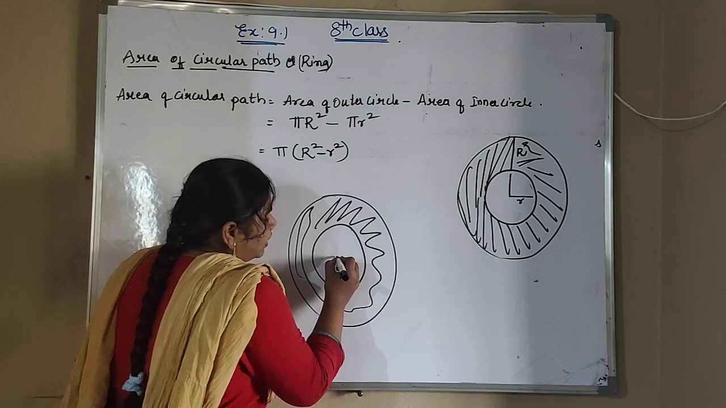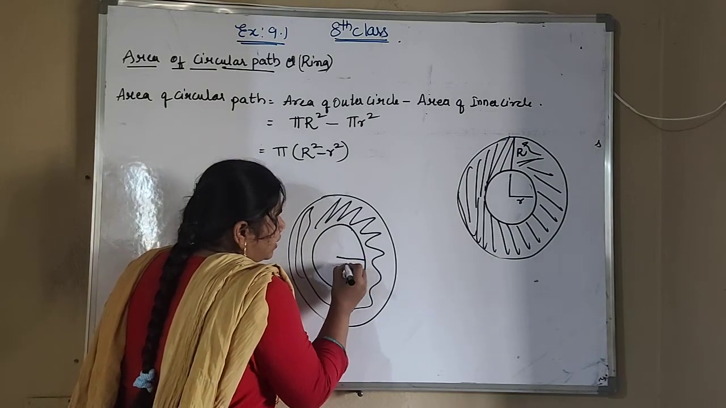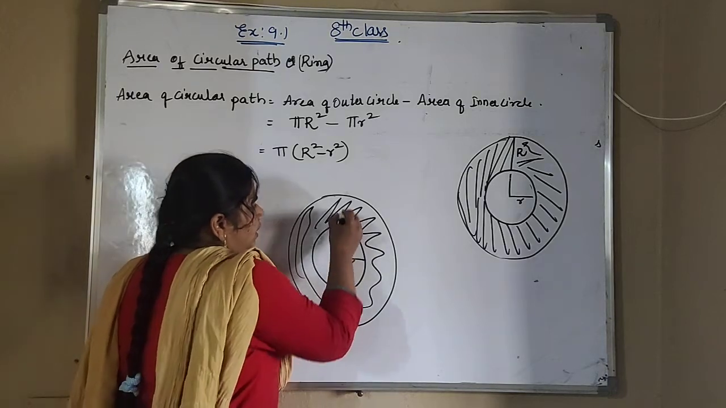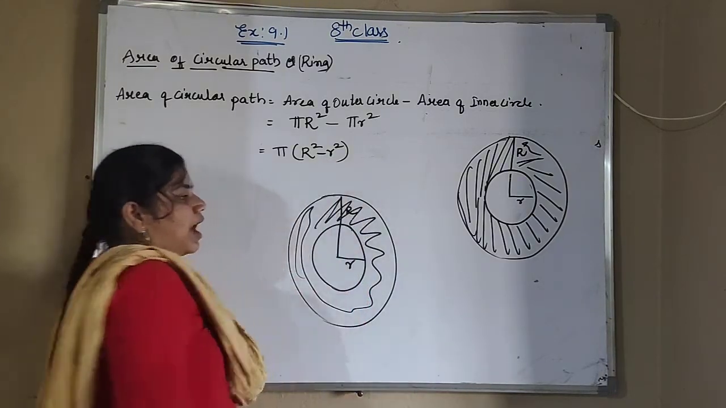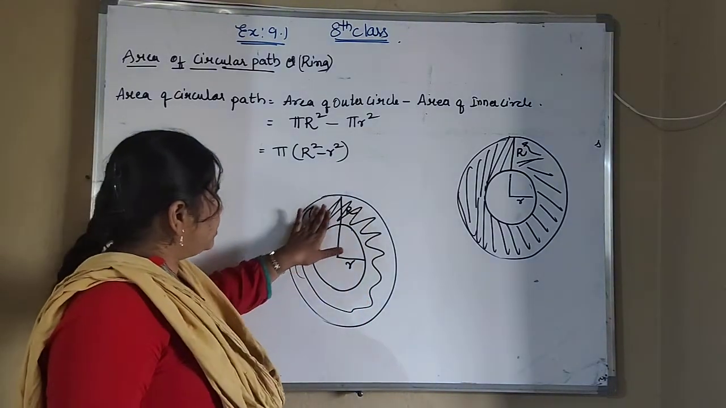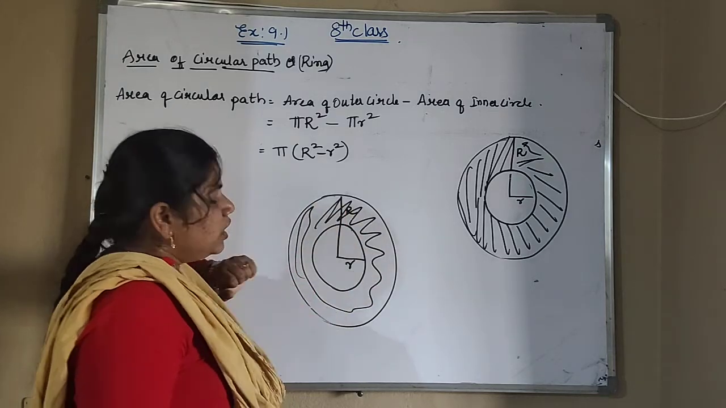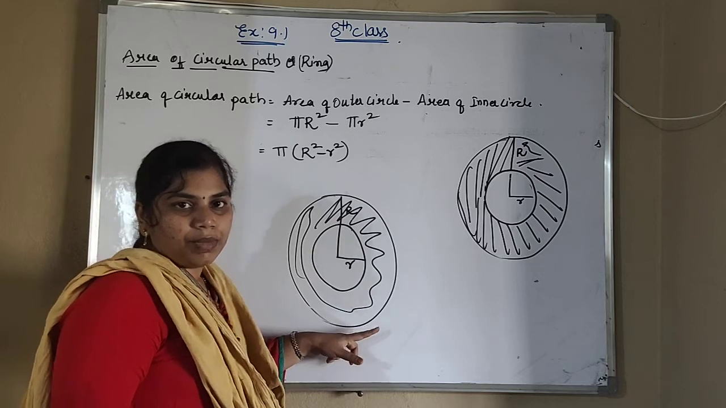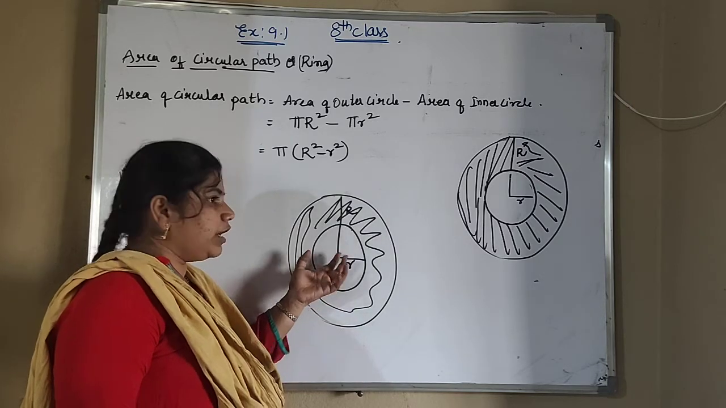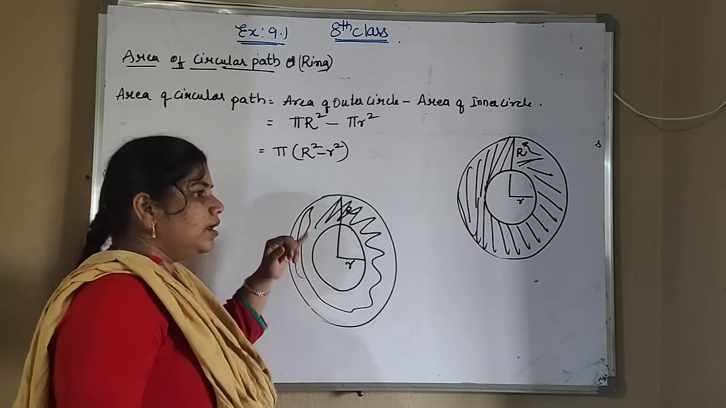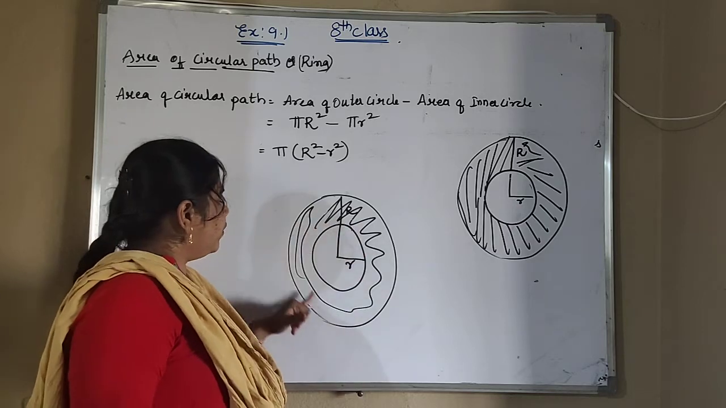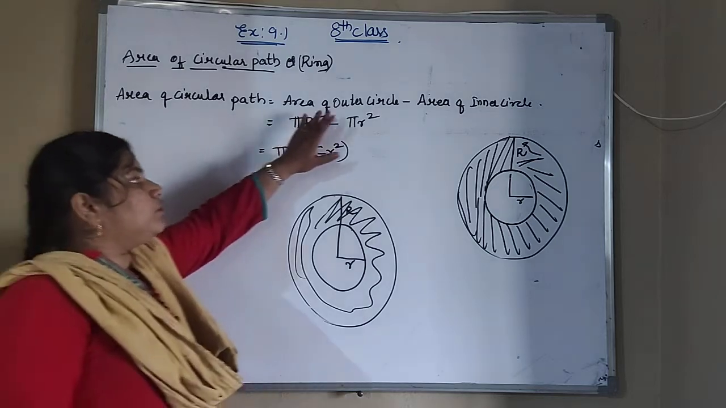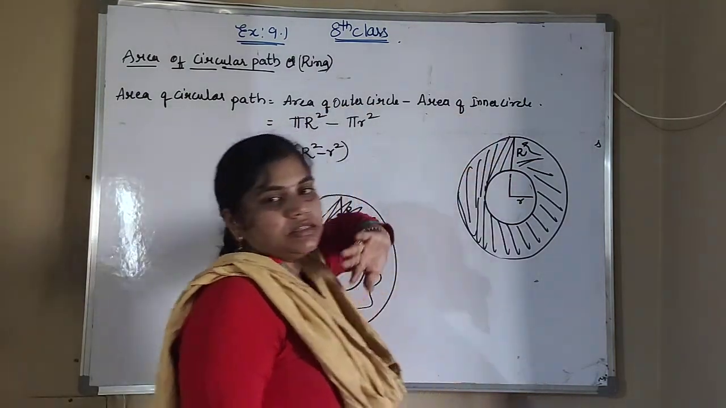If you take this inner circle, the radius I am taking as small r, and the radius of the outer circle I am taking as capital R. So what do I want? This part. What we have to do: from the area of the outer circle, if you take out the area of the inner circle, the remaining will be the area of the circular path. So area of outer circle minus area of inner circle.